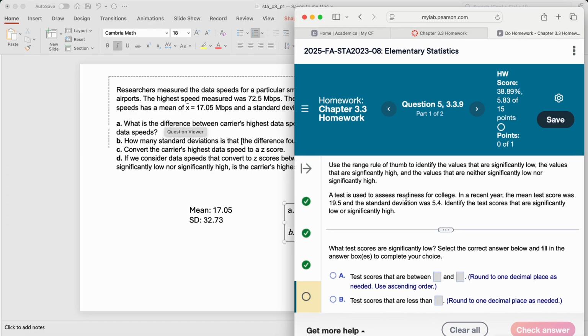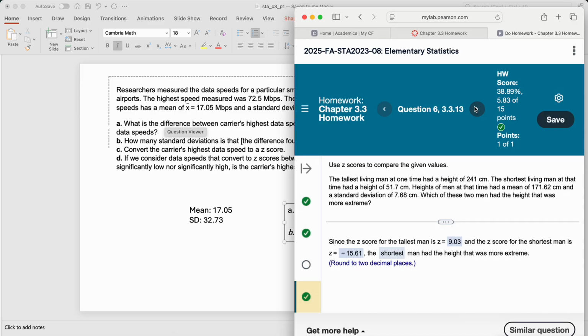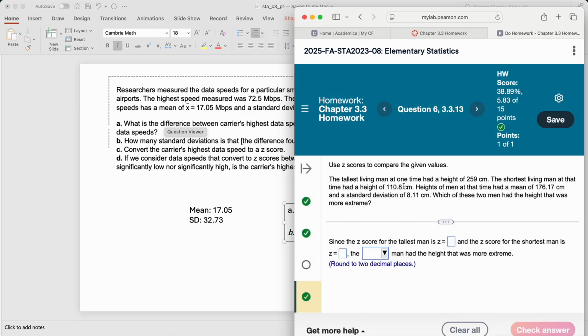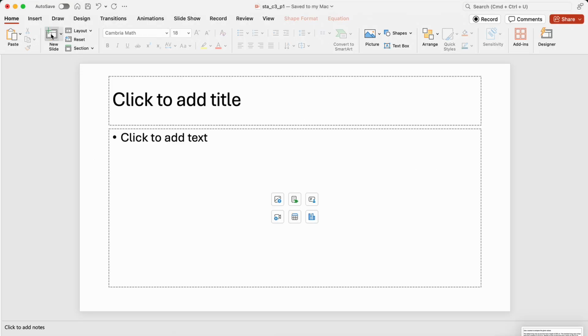Up next, we're actually back to using the range rule of thumb, which is, again, take your mean and do -2 standard deviations plus 2 standard deviations. We'll skip over that because we've already covered it. Up next, let's look at this one. We'll do some comparisons of z-scores. And that's actually the whole point of what we're doing here, is we want to get to a point where we can compare our z-scores.